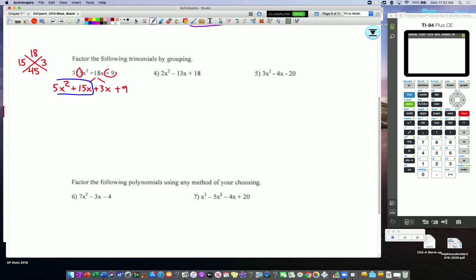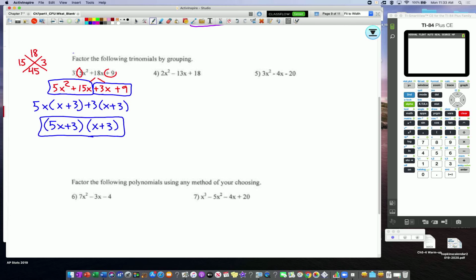Group the first two together. They share a 5 and an x. I'm left with x plus 3. 3x plus 9 just share a 3, so x plus 3. Notice how they're the same. 5x plus 3 sets of x plus 3s.